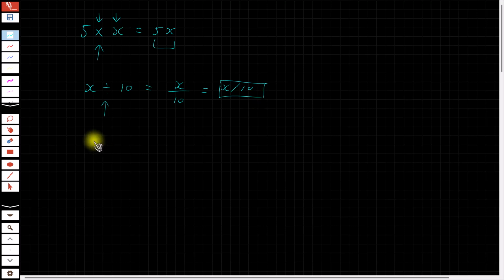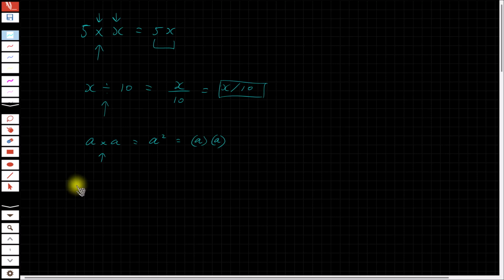Okay, what about a multiplied by a? Once again, we don't use the multiplication symbol. There, we would write this as a squared. Or we can write it as a in brackets and a multiplied by a.